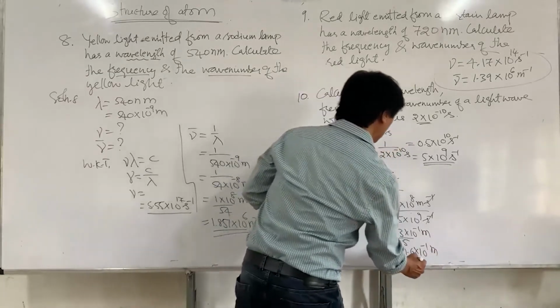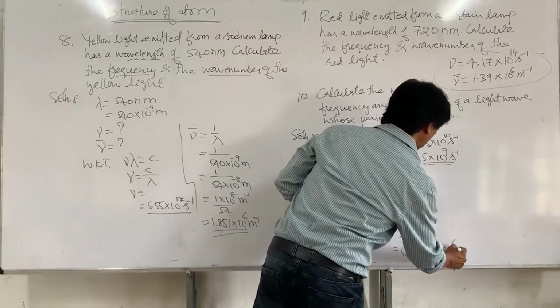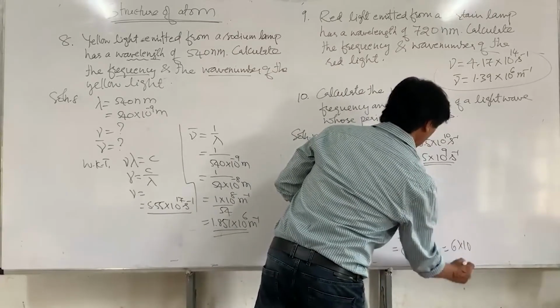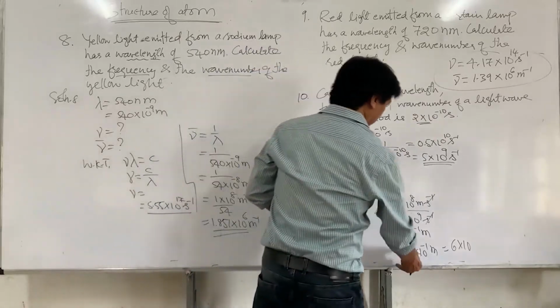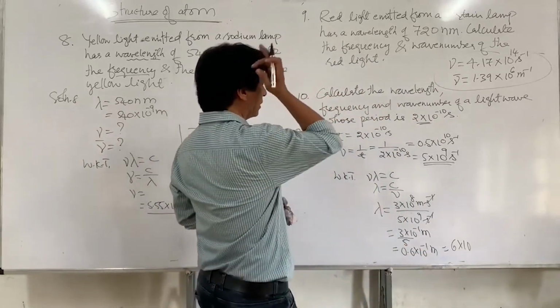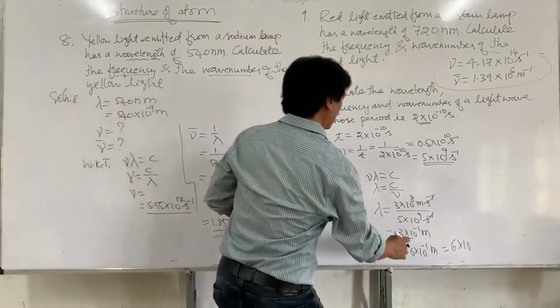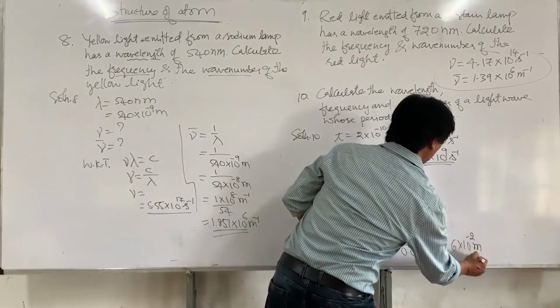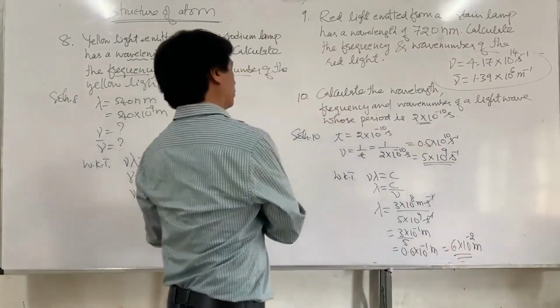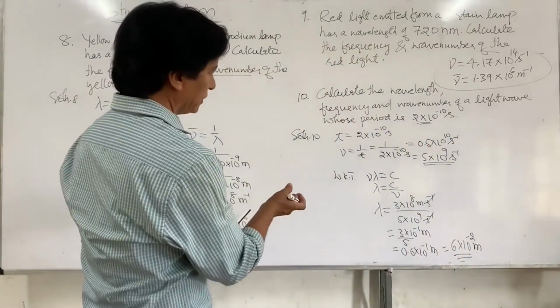When you write this in scientific notation form, it becomes 6 into 10 raised to the power... Since you increased the number, you have to divide by 10. So minus 1, another minus 1, that is minus 2 meters. So now this is supposed to be the wavelength.